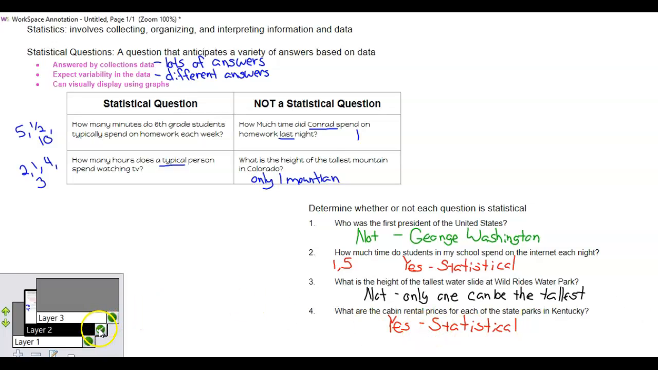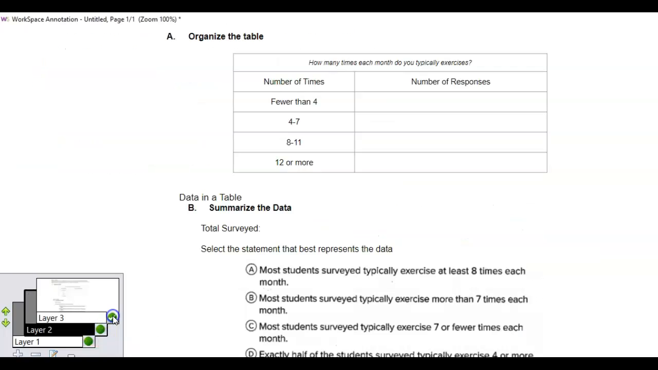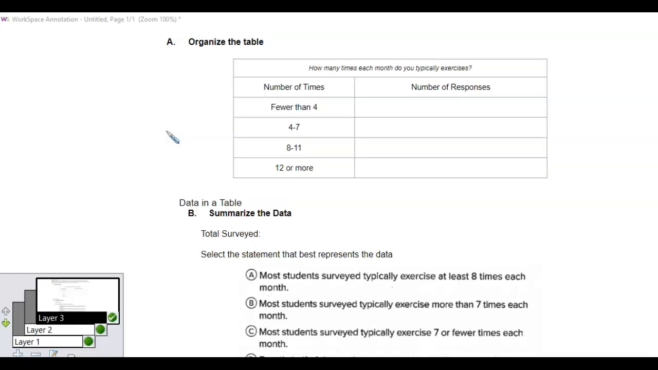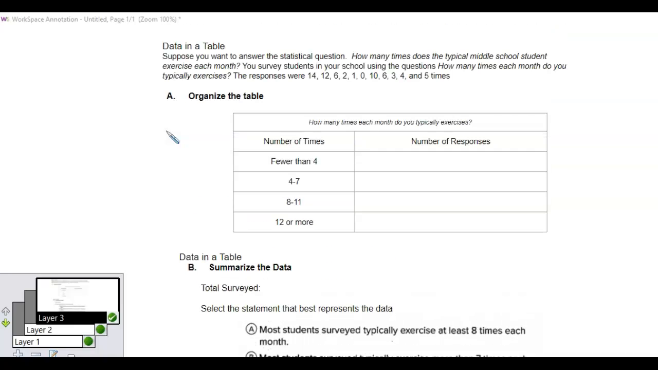Okay, let's go ahead and look at summarizing. To do this, we have to organize it a little bit first. And this is just a really simple organization to start it off. We'll do more organizing later. All right. So the data table, suppose you want to answer the statistical question, how many times does the typical middle school student exercise each month?